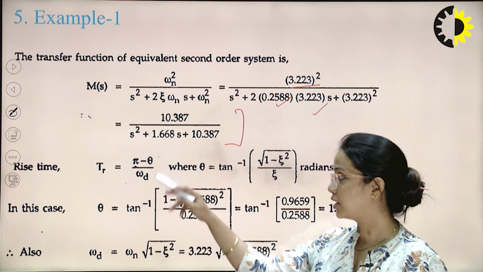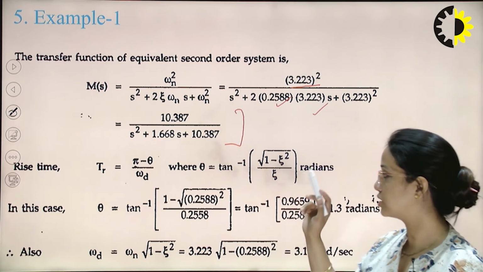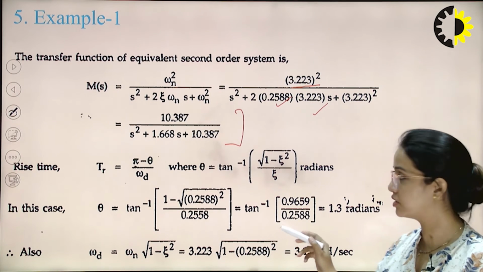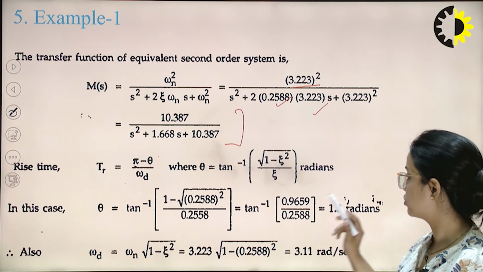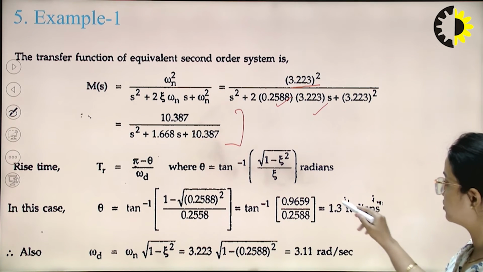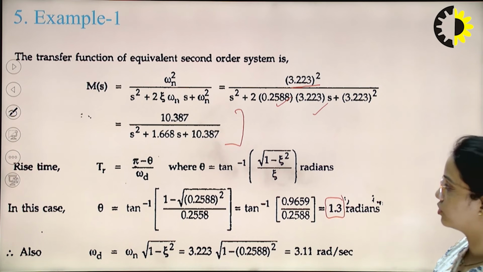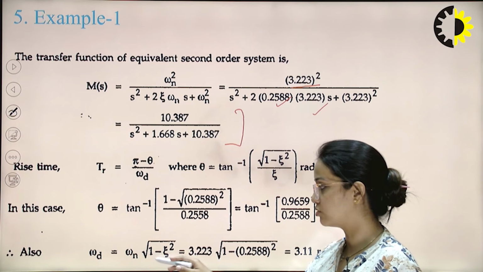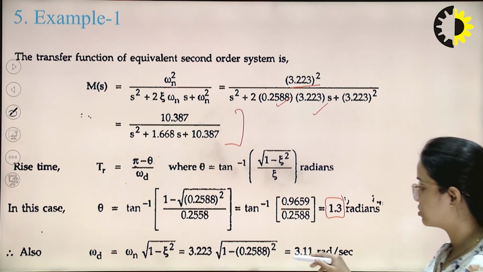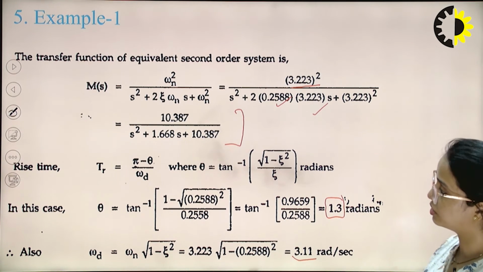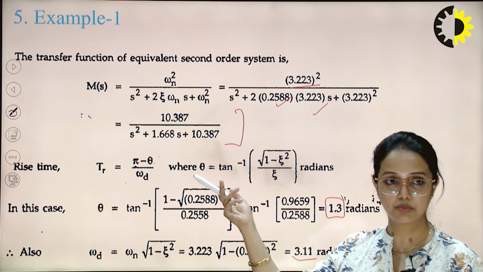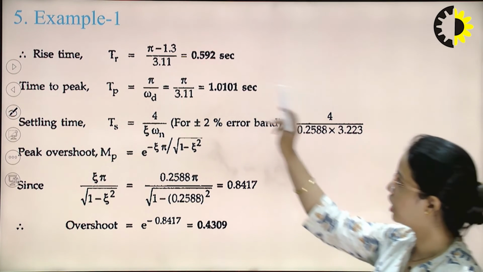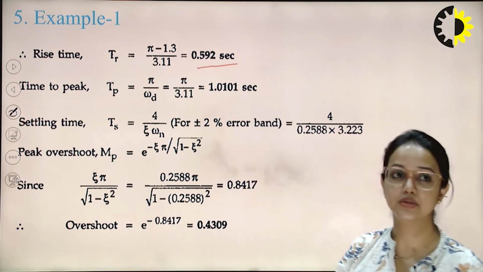TR is pi minus theta by omega d. So theta is nothing but tan inverse of root over 1 minus zeta square by zeta. From here we can calculate the value of theta. Theta has come out to be 1.3 radians. So we have this value of pi minus theta, and omega d is omega n root over 1 minus zeta square, which is 3.11. So from here we know the value of pi, we have theta, and we have omega d. So TR is 0.592 seconds.